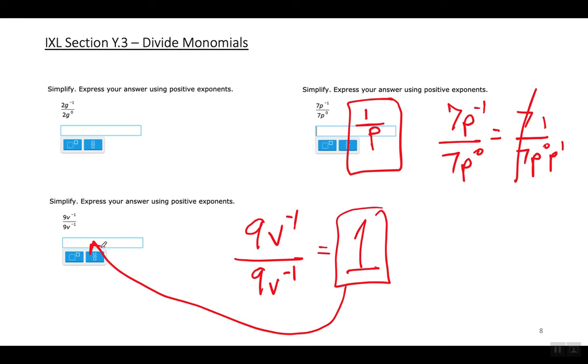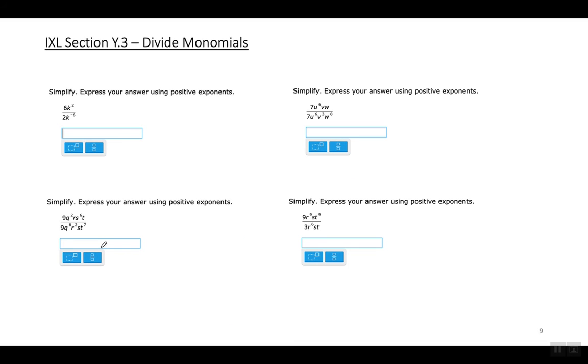All right, so the answer for this one is 1. All right, let's look at some more interesting examples, okay?